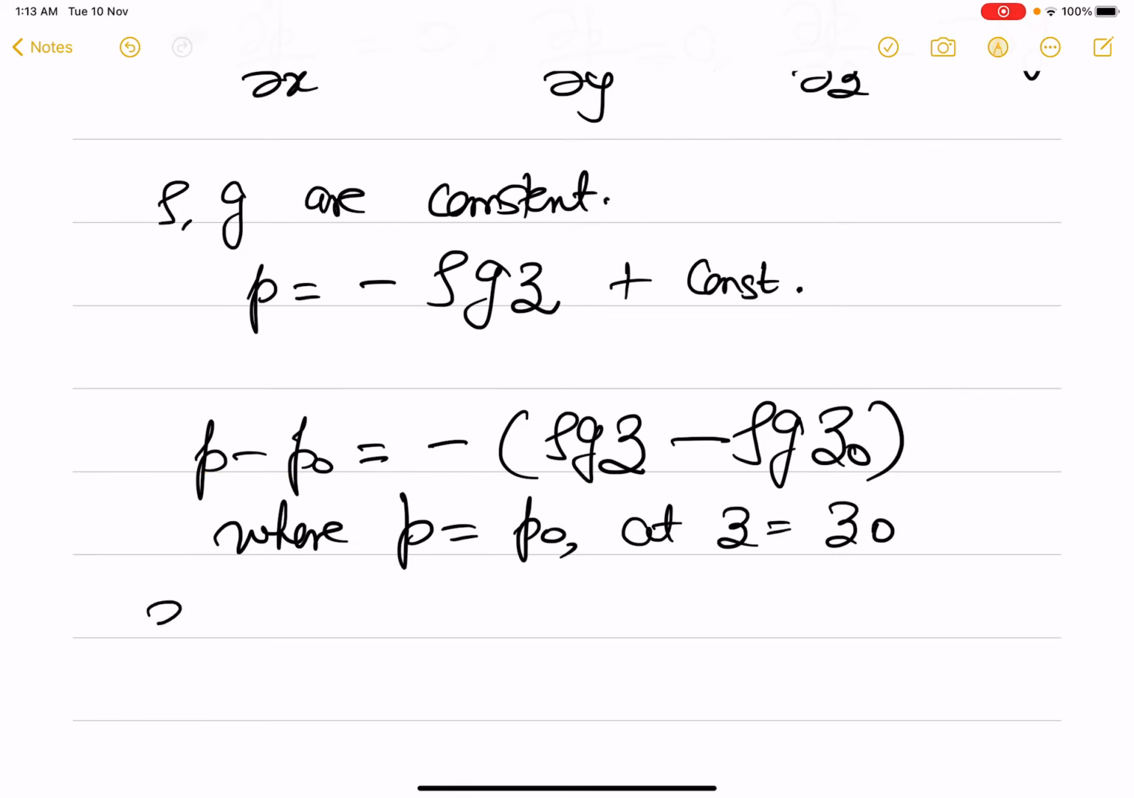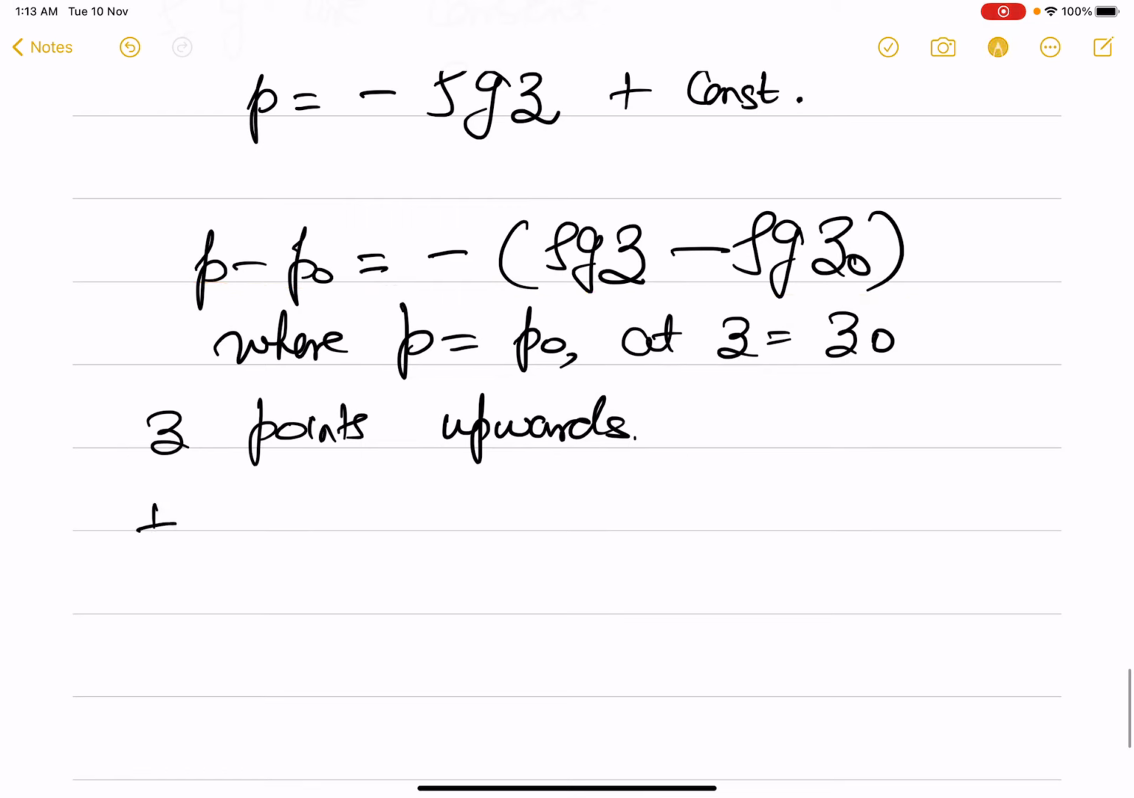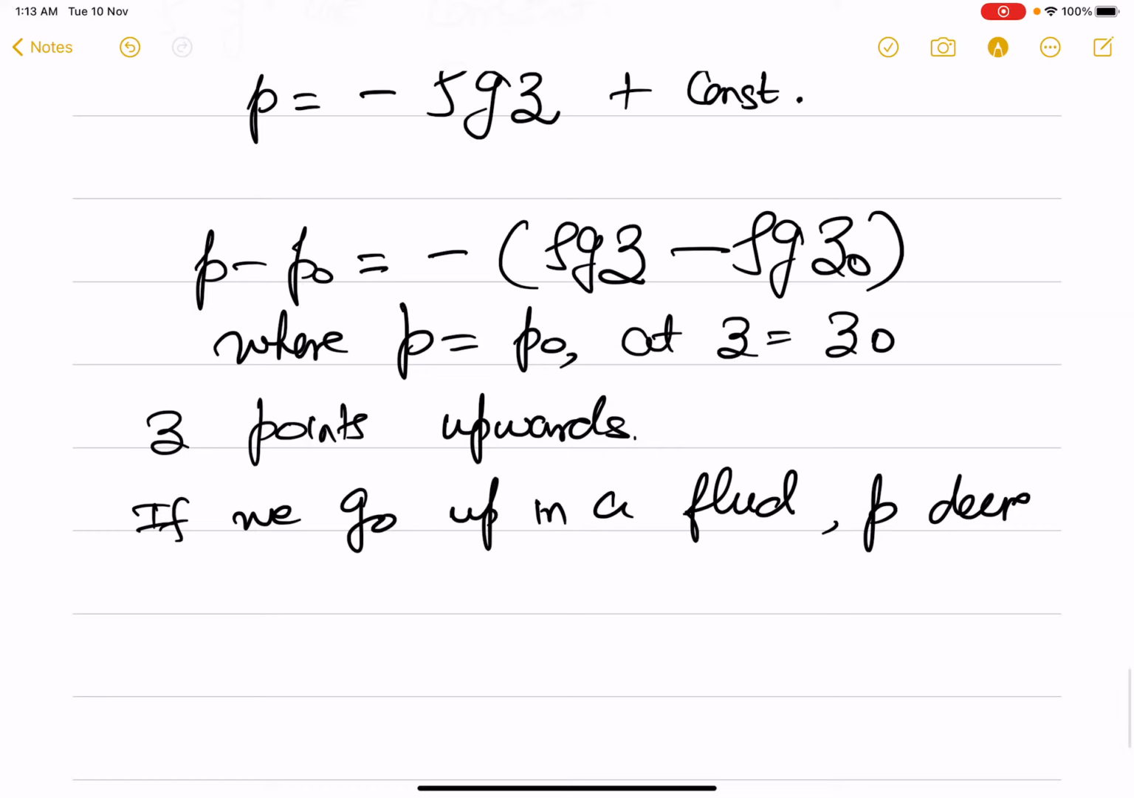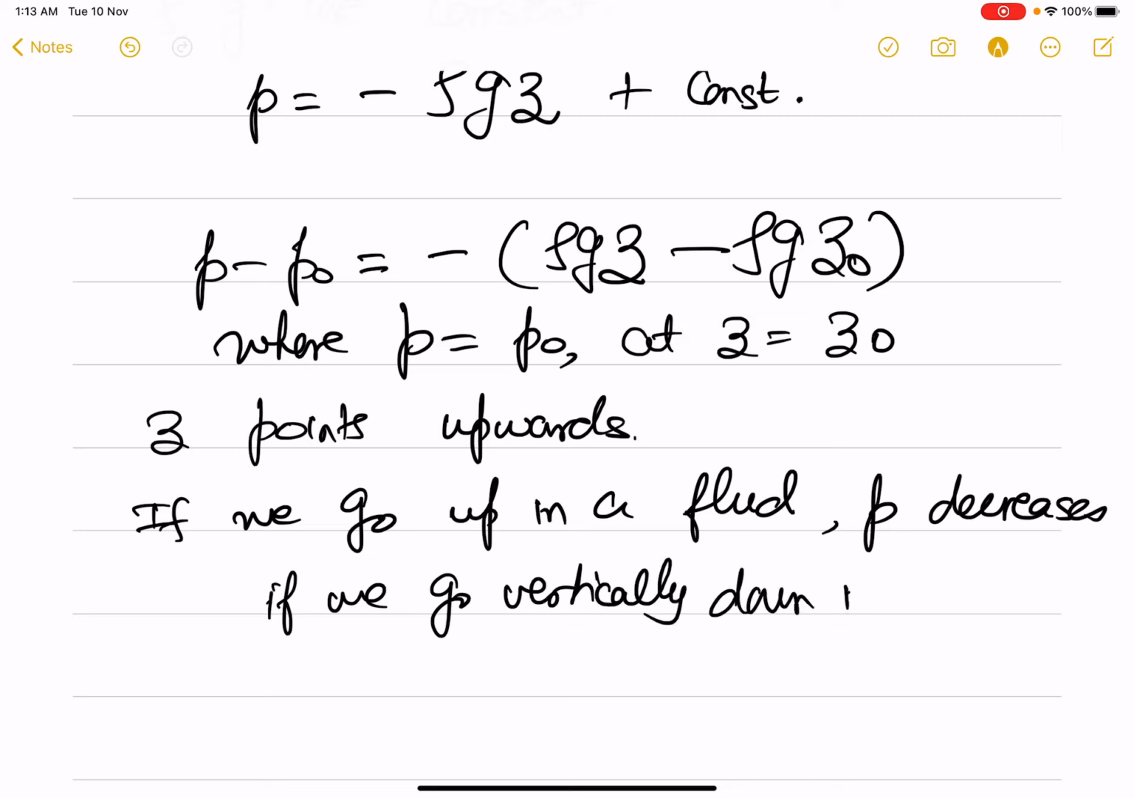Now z points upwards. So what this means is, if we go up in a fluid, pressure decreases, and if we go vertically down in a fluid, pressure increases.